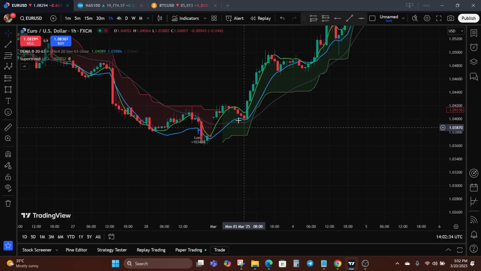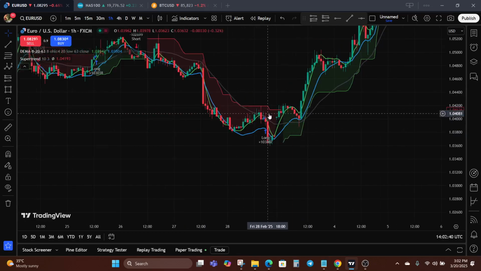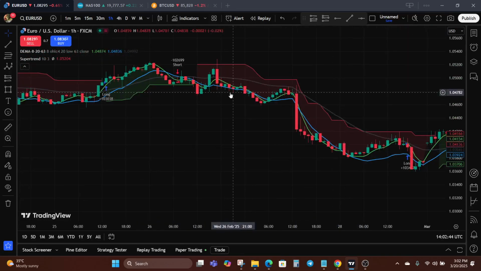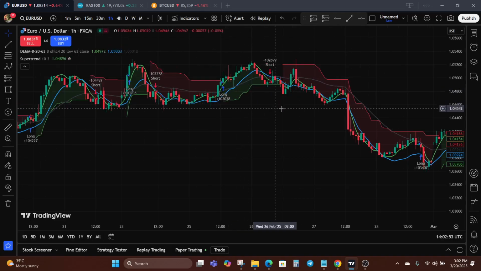All right, if the price is above the DEMA and the SuperTrend flips to green, you've got yourself a strong buy signal. But if the price is below the DEMA and the SuperTrend flips to red, like what we had happen around here, then you've got a strong sell signal. Okay, now when both indicators align, you have a powerful signal to enter a trade. So this double confirmation increases the likelihood of a successful trade.